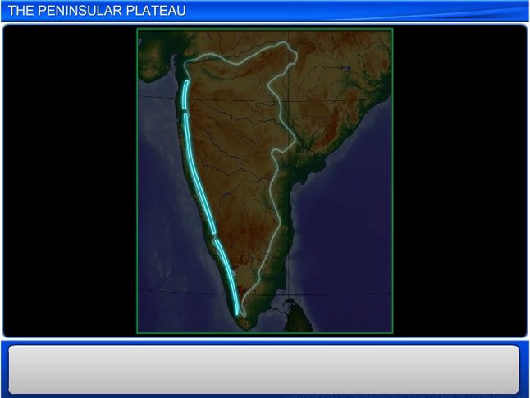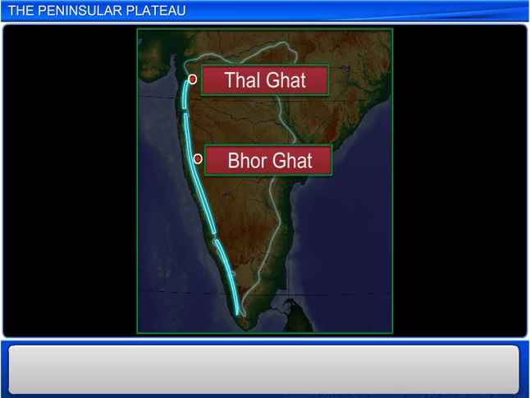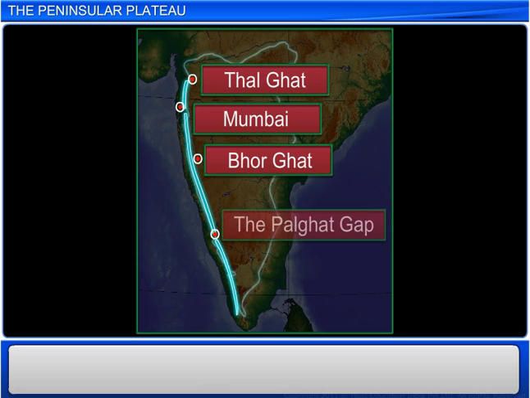For example, the Thal Ghat and the Bhor Ghat passes act as links between the interiors of the Deccan Plateau and Mumbai. Another pass, the Pal Ghat Gap, found on the Kerala-Tamil Nadu border, serves as a major communication route between the two states.